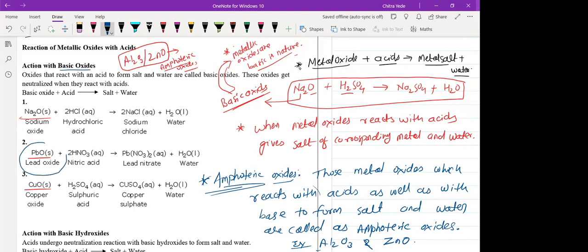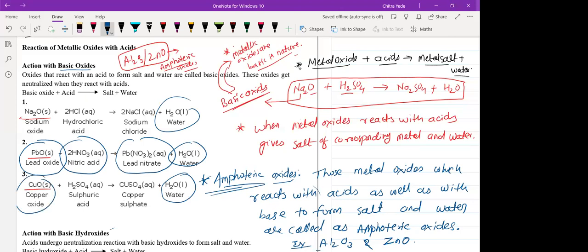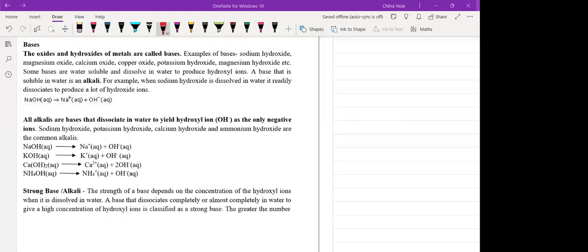Here we have lead oxide, which is a metal oxide, reacting with nitric acid to give lead nitrate and water. So water is the common product. Then copper oxide reacts with sulfuric acid to give copper sulfate and water. All these are basic oxides. When they react with acid, they give salt and water, so it is a kind of neutralization reaction. Take a screenshot of this and repeat it once. Very important.